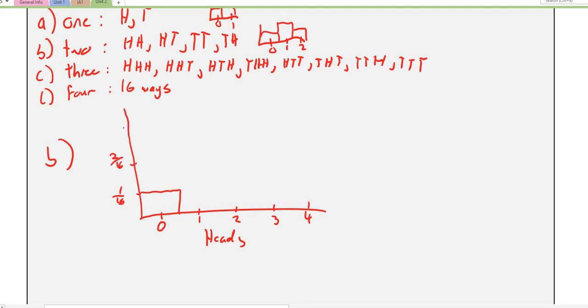2 out of 16. 3 out of 16. I have not scaled this well. I'm going to cheat because I'll do 1 and 3 in a moment. How many ways are there to get 4 heads?